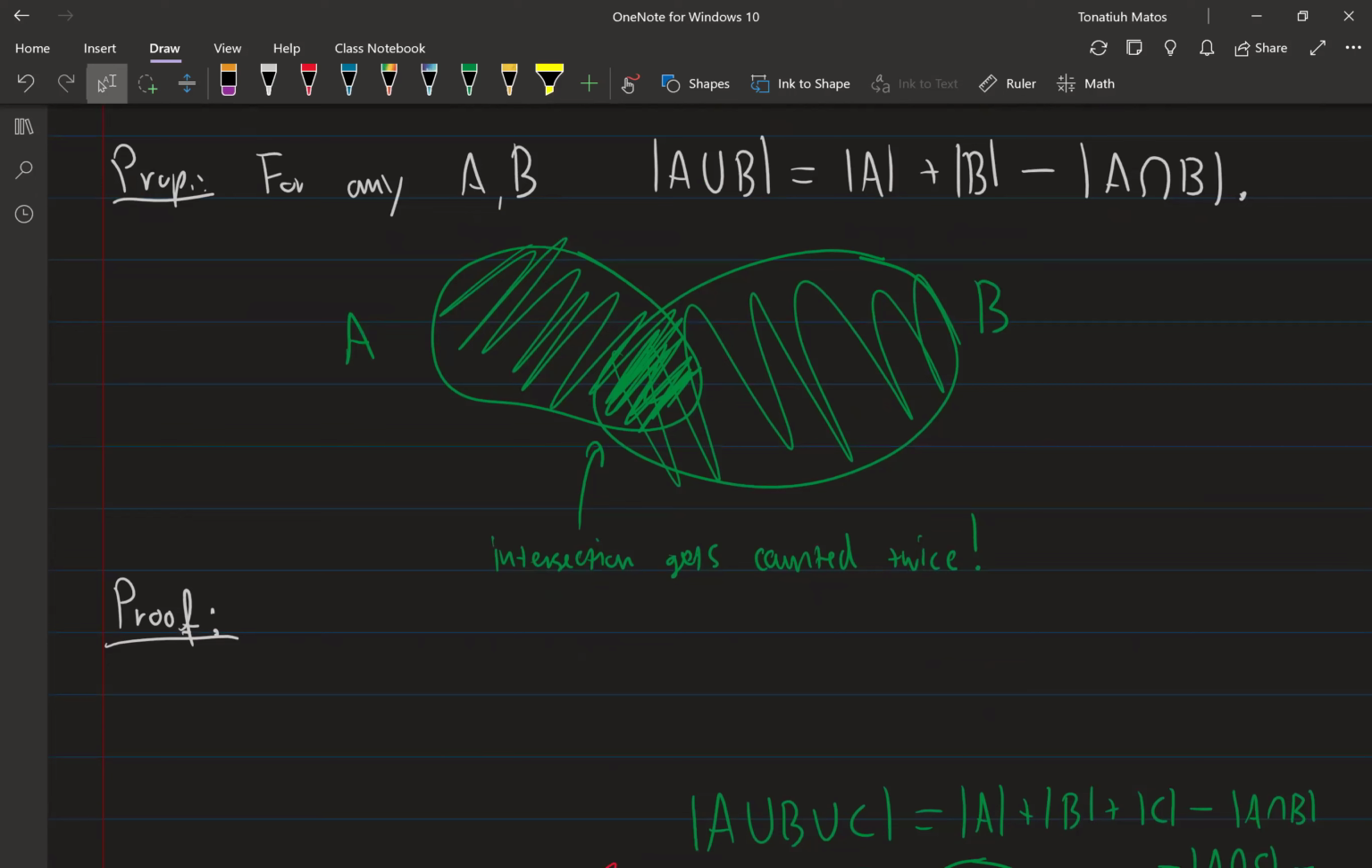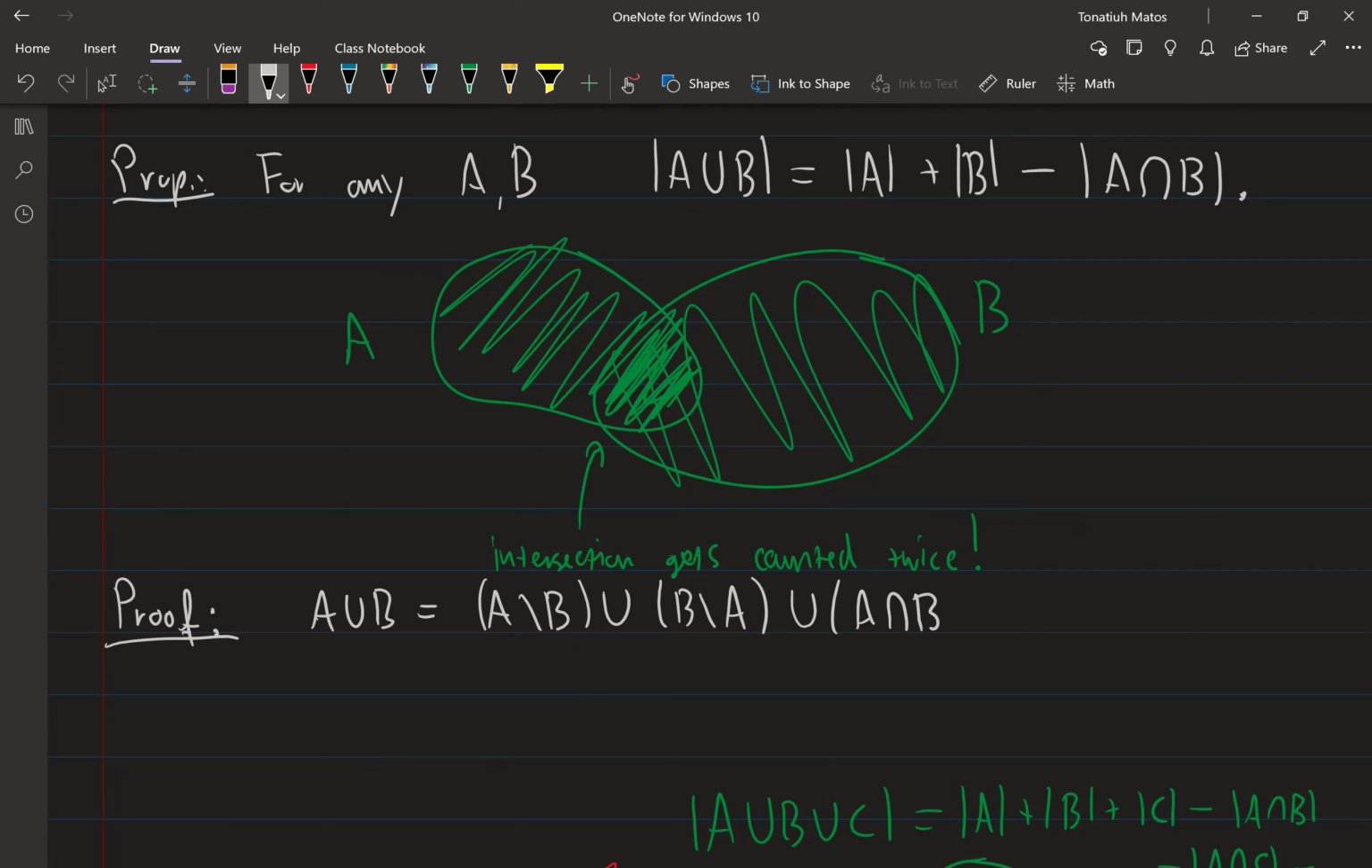Okay, so how do we prove this? So the way we prove this is by using the same trick as before. We add and remove the union, right? So if you take A union B, you can just write this as take everything in A that is not in B, then take everything in B that is not in A. This is the symmetric difference which we defined sometime in the past. And then take everything that is in both. These are clearly the same set.